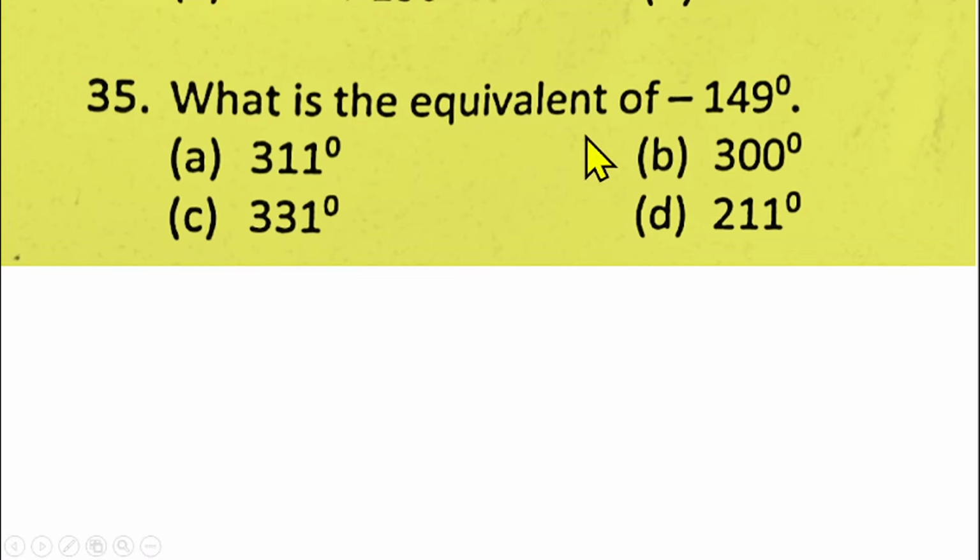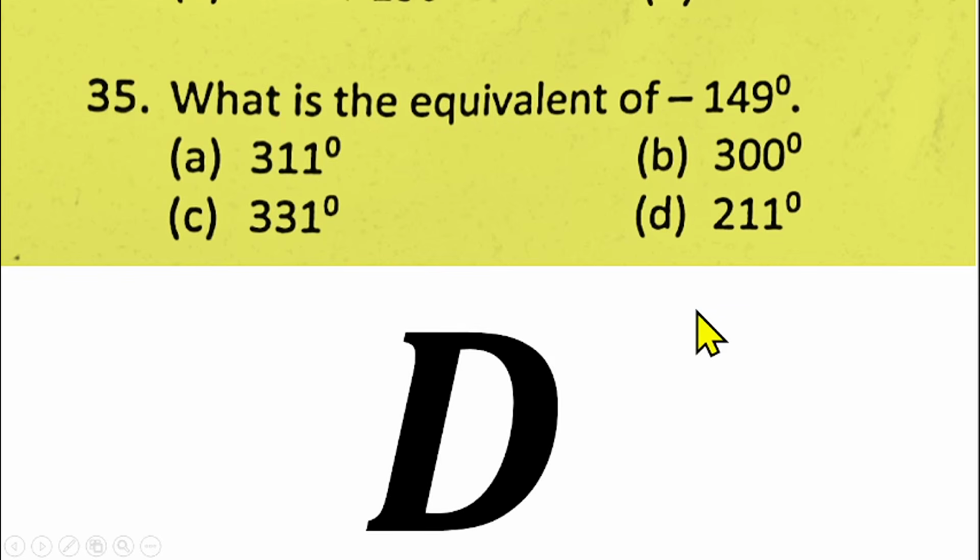Then what is the equivalent of angle minus 149 degrees? It is option D. If you subtract this one from 360 degrees, that's going to give us 211, which is option D.